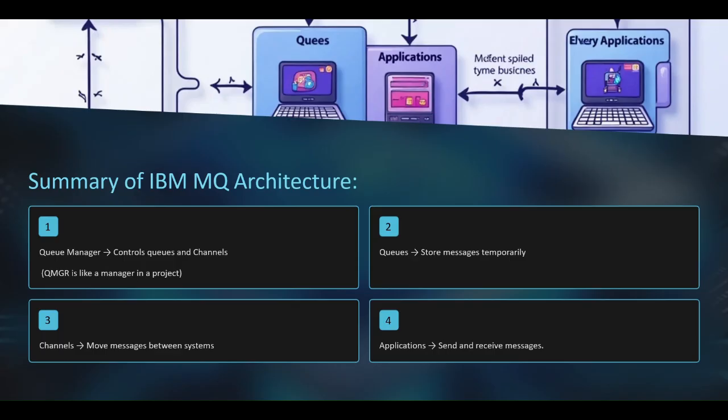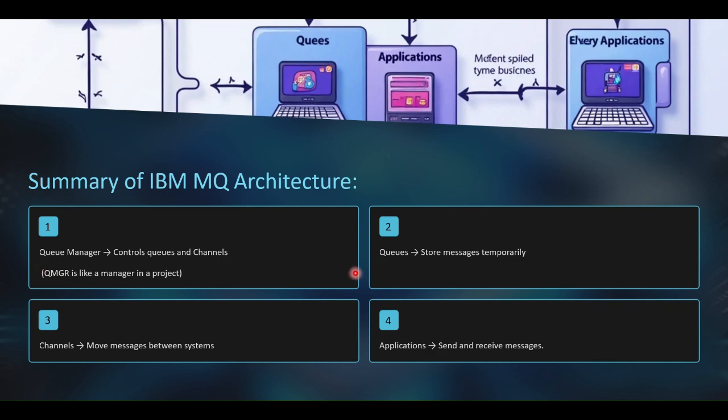And let's see a summary point. Summary of IBM MQ architecture. First one is queue manager. The queue manager controls queues and channels. It is like a manager in a project, handling all the connectivity, queues, channels, and proper delivery of messages.